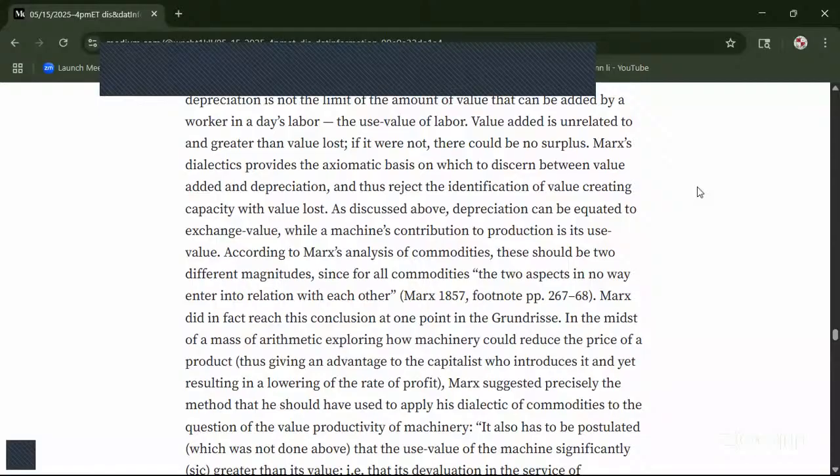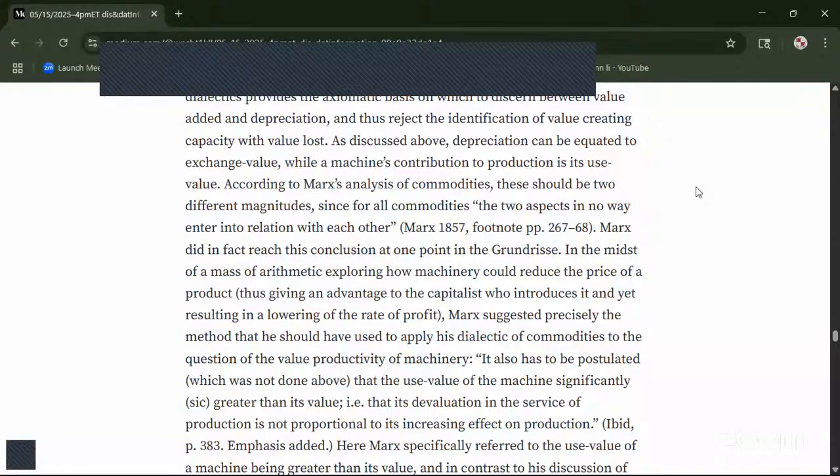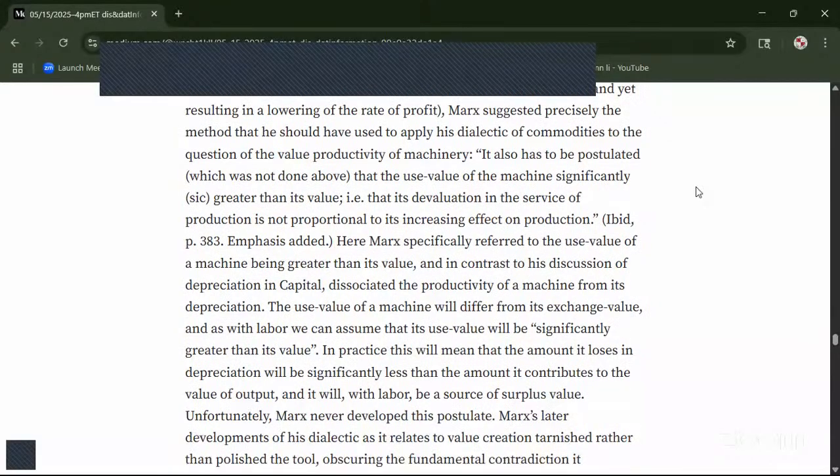In the midst of a mass of arithmetic exploring how machinery could reduce the price of a product, thus giving an advantage to the capitalist who introduces it, and yet resulting in a lowering of the rate of profit, Marx suggested precisely the method that he should have used to apply his dialectic of commodities to the question of the value productivity of machinery. Quote, it also has to be postulated, which was not done above, that the use value of the machine is significantly greater than its value, i.e., that its devaluation in the service of production is not proportional to its increasing effect on production.